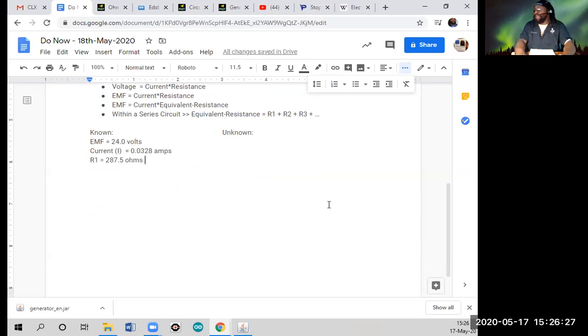You could write omega or ohms if you're fancy, but you can just put ohms so you don't get confused. R2. What was our R2 again? Our resistor number 2. That was 148.7 ohms.